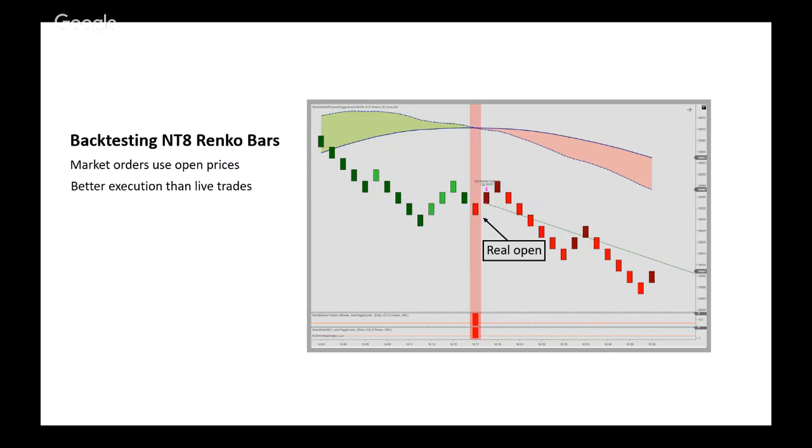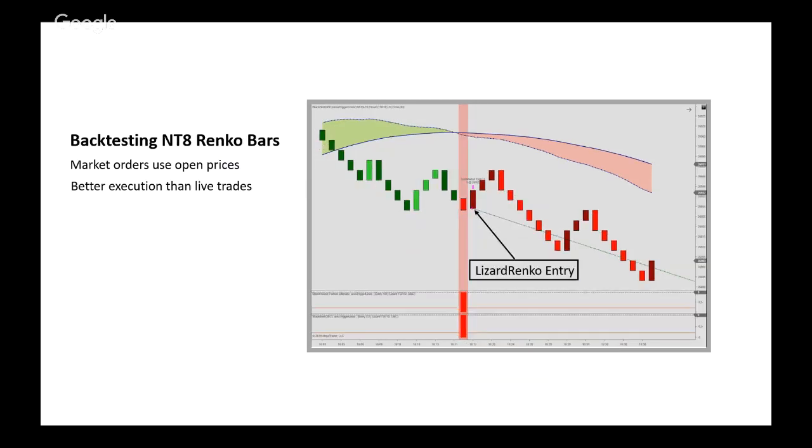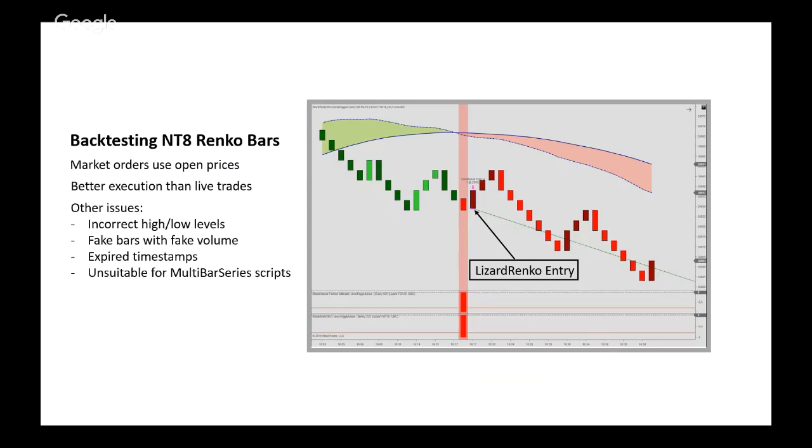So if you have backtest signals coming on these reversal bars, it will be several ticks off. And you will, of course, get much better execution than you would in a live trading scenario. So here we have backtest execution of 26,937, whereas the LizardRenko would give us 8 ticks away at 26,929. So that is where the real price action took place. So adding that up to hundreds or thousands of trades, of course, you will see some significant distortion in your backtest performance. That comes on top of a few other issues that we've noticed with the NinjaTrader 8 Renko bars.